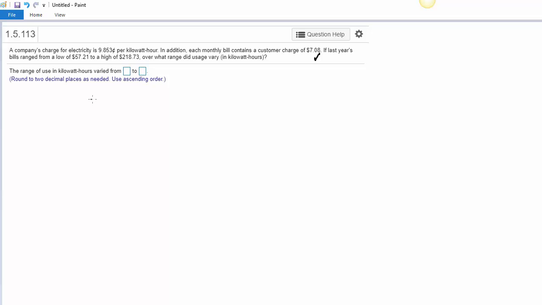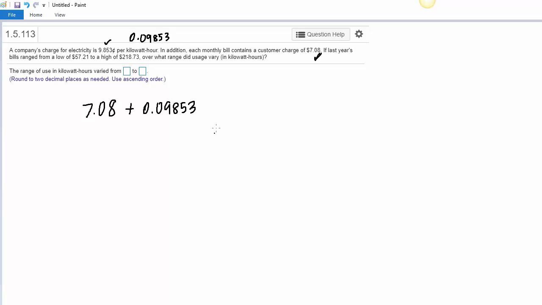So we have the fixed amount, which is $7.08, and that does not change every month or every bill cycle. But what does change is that we pay 9.853 cents. Now, first off, since this is in dollars over here, we need to put this in dollars. So 9.853 cents is 0.09853 in terms of dollars. So we're going to say 0.09853, and then we pay.